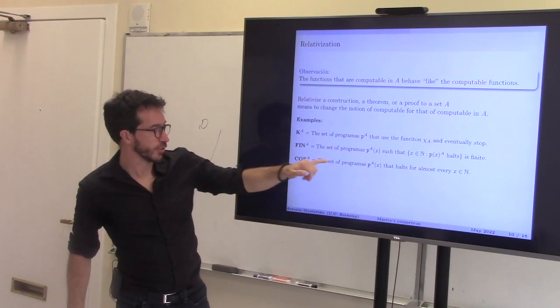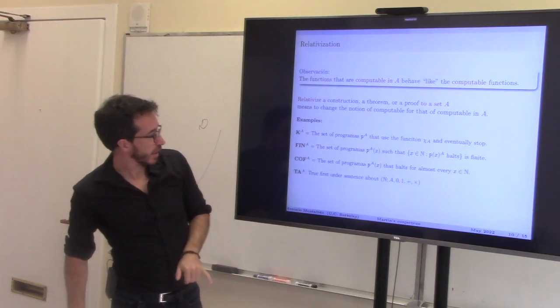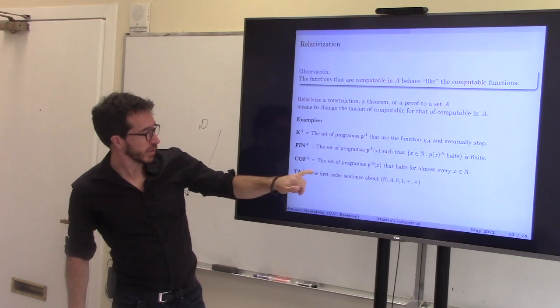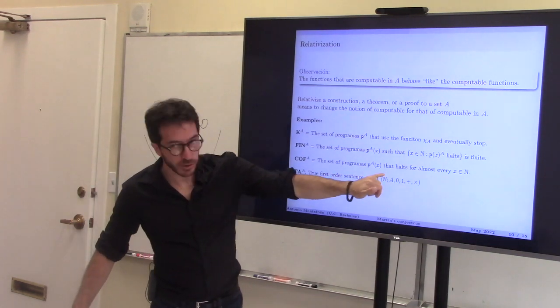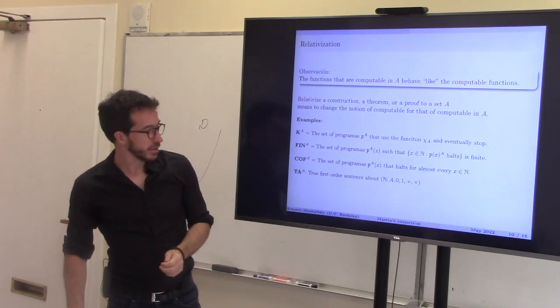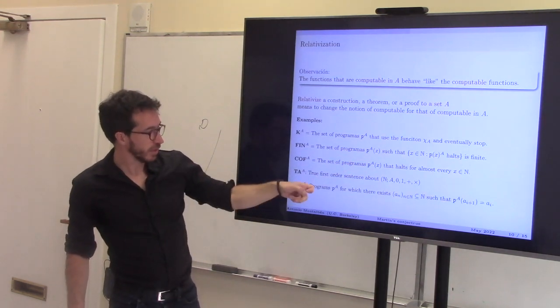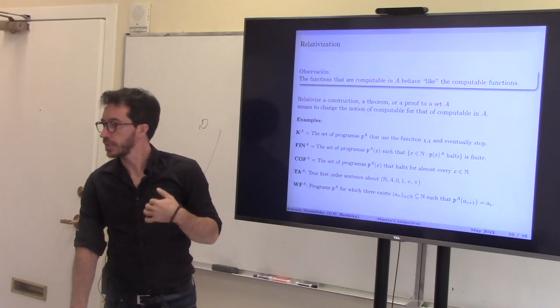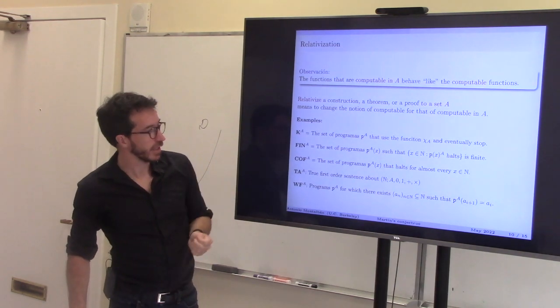Okay, this holds for almost every x. True arithmetic, first order sentences that are true, but now you put your set A inside your first order formulas. You can relativize the well-founded. You can relativize the programs. So all these sets have relativized versions.